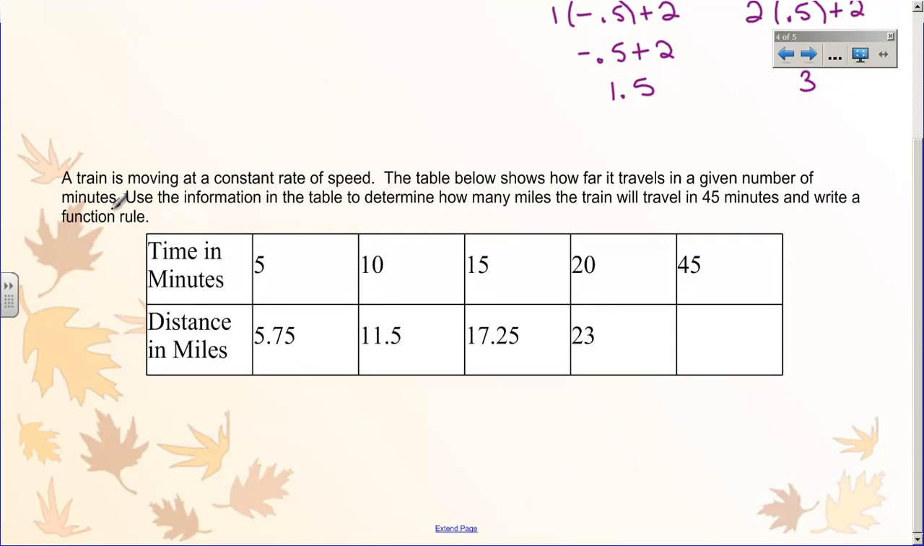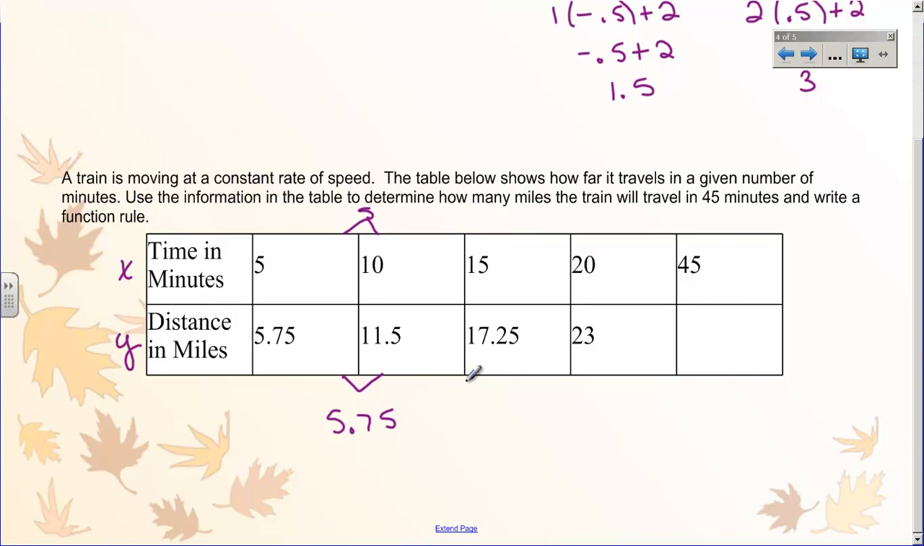Let's find our change first. If this is X and this is Y, our change from 5.75 to 11.5 is a change of 5.75. But that is for 5 minutes. What I really need is my change for 1 minute. So in order to determine that, I can divide my distance by my time. So I went this far in 5 minutes. So it's a change of 1.15 for every one.